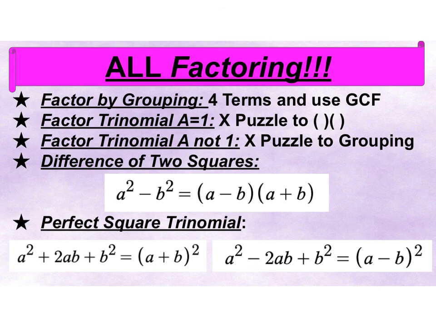Here's all the factoring types that we've done so far. We started off with factoring by grouping, which was 4 terms, and we used the GCF. Then we factored trinomials when a was 1, and we had to use the X puzzle, and we went right to parentheses. If a was not 1, it was a little more work. We went through X puzzle to grouping to the answer. And here are 2 new ones and our final ones, difference of 2 squares and perfect square trinomials.